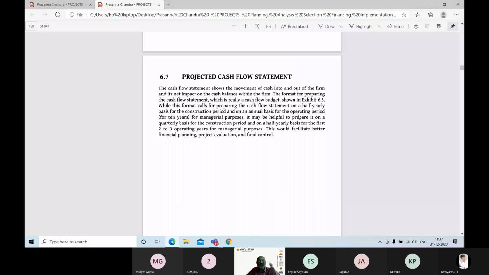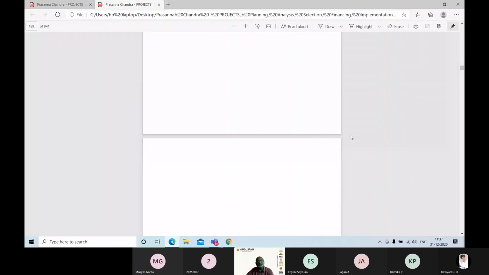The format for preparing the cash flow statement, which is really a cash flow budget, the exhibit will show the details. So here it calls for preparing the cash flow statement on a half yearly basis for the construction period, mentioning that there is a construction period, and on an annual basis for the operating period, that is for 10 years. For managerial purposes, it may be helpful to prepare it on a quarterly basis for the construction period and on a half-yearly basis for the first 2 to 3 operating years. This should facilitate better financial planning, project evaluation, and fund control.